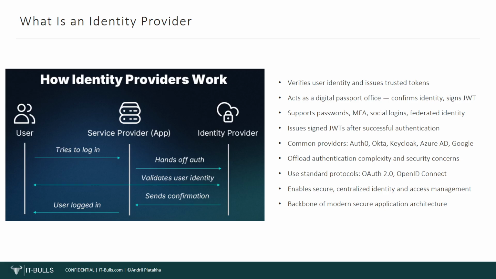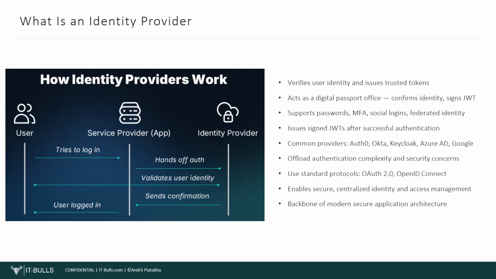Think of it as a digital passport office. It verifies identity and issues assigned credentials that other systems can rely on. But the identity provider doesn't just check usernames and passwords. It can also handle multi-factor authentication, social logins, user roles, and even federated identity, where it delegates trust to other providers. Once authentication is successful, the identity provider generates a JWT or similar token, signs it, and returns it to the client.